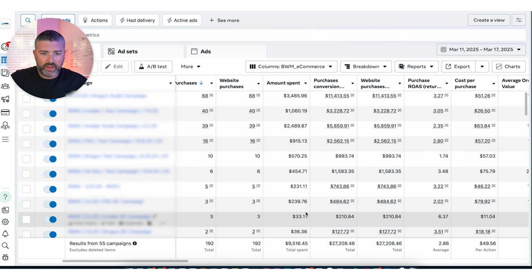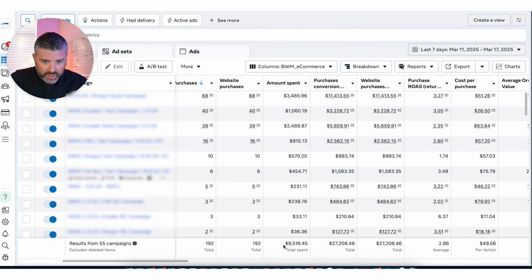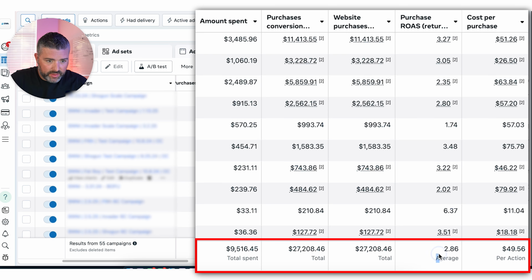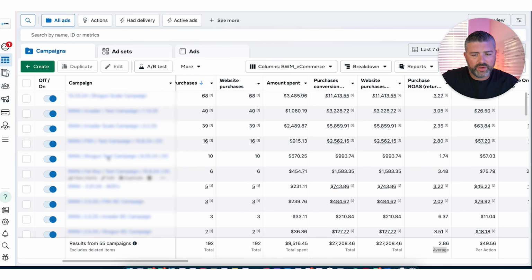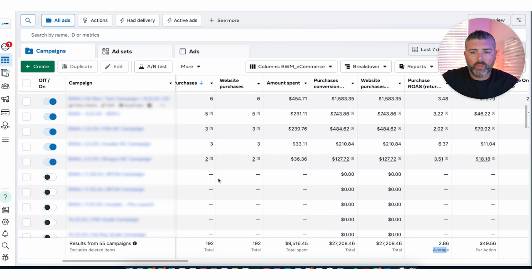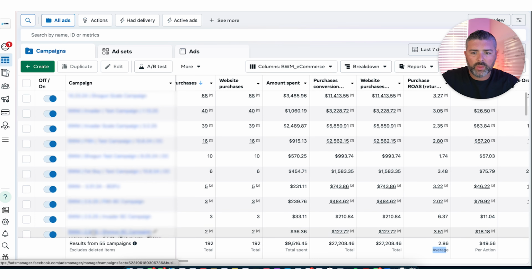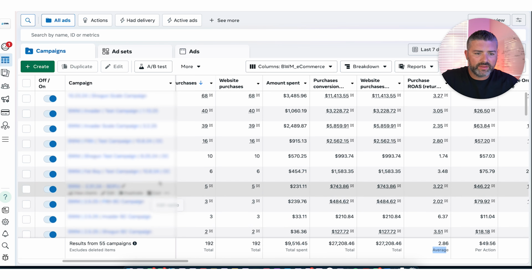This ad account spent over the last 7 days almost $10,000 at a 2.86. You can see we have, again, the same structure. These campaigns, there's a little bit more here because we've had them for a little bit. So we're running a couple bid cap campaigns lower down.